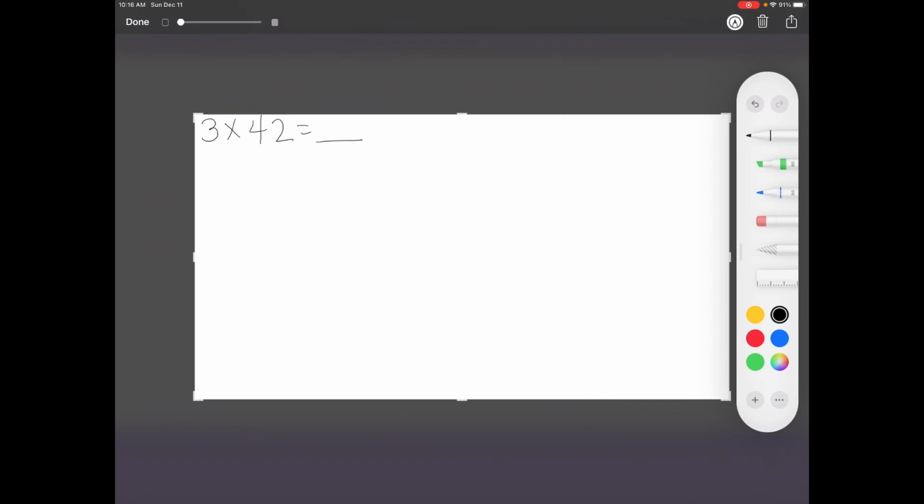The first way that we're going to do this is called the standard algorithm, and this is exactly what I learned in school, and probably what you learned in school too, where you would take your larger number and stack it on top of your smaller number, and then work your ones place. 3 times 2 is 6, and then your tens place. 4 times 3 is 12, and set them next to each other and get 126 as your answer.